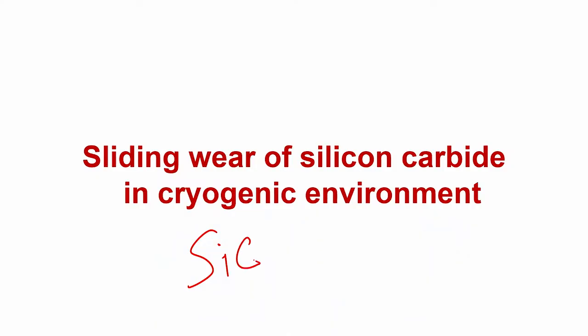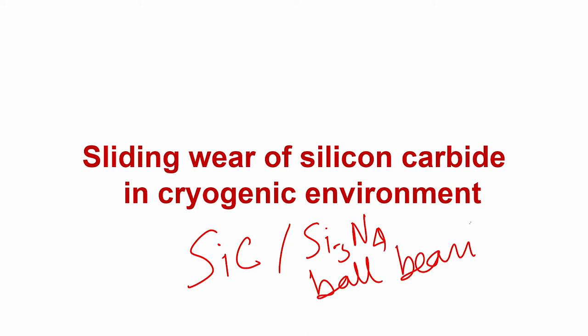case study, again from our own research, and that is on silicon carbide ceramics. Now, silicon carbide and silicon nitride, these are the two non-oxide ceramics which have received wider attention, particularly for high temperature applications. And silicon carbide and silicon nitride are also used as ball bearings, because you can shape them to balls of different sizes. So it was interesting for us to understand and investigate the sliding wear of silicon carbide in cryogenic environment, with an objective to assess their suitability for ball bearings in space shuttle main engines. So this was the background.